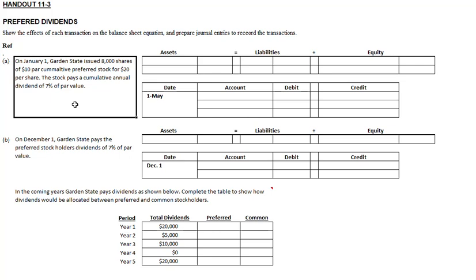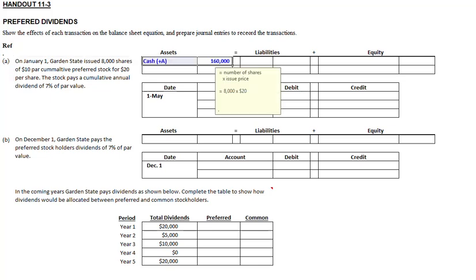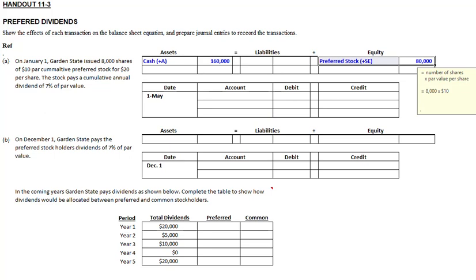So we're told that Garden State issued 8,000 shares of $10 par cumulative preferred stock for $20. They're going to receive $160,000 in cash. That's 8,000 shares at $20 a share. Just like with common stock, we record preferred stock at its par value. So we've got 8,000 shares at a $10 par value, or $80,000.